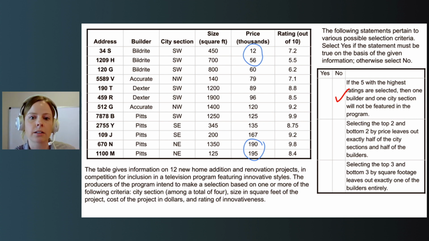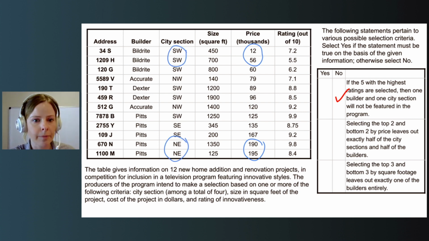Now, our second question, yes/no: selecting the top 2 and bottom 2 by price leaves out exactly half of the city sections and half of the builders. So here what I've done is I've sorted the chart by price, and then we know that we are dealing with those top 2 rows and the bottom 2 rows. And we are just trying to determine whether we will leave out exactly half of the city sections and half of the builders. And we already know that there's 4 of each. So what we're looking for is, are we dealing with 2 builders and 2 city sections?